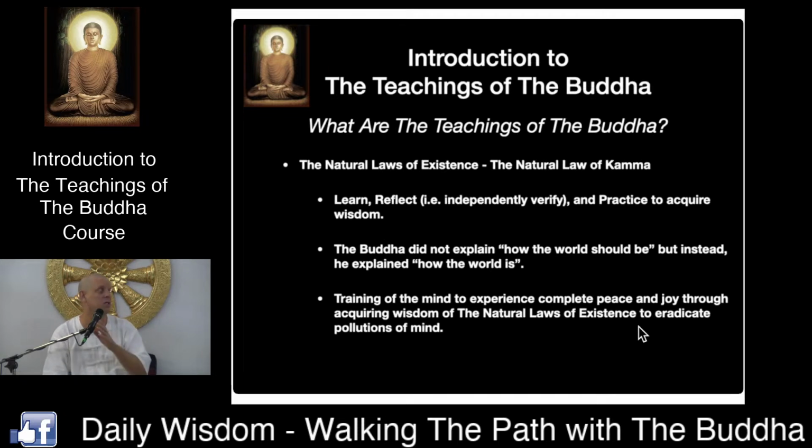Some more about what the teachings of the Buddha are: he's helping you to understand what's called the natural law of Gotama. I refer to all the natural laws as the natural laws of existence. There's actually multiple natural laws that the Buddha is teaching you as part of his teachings. But there's one natural law called the natural law of Gotama that he's helping you understand in the most detail.